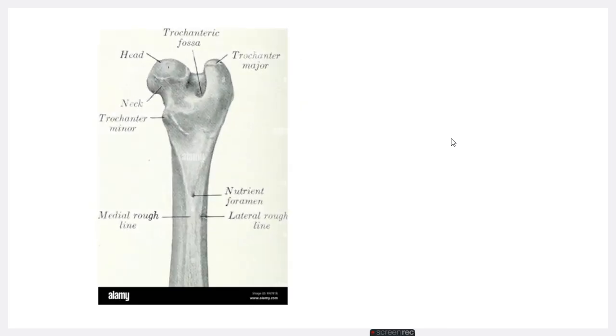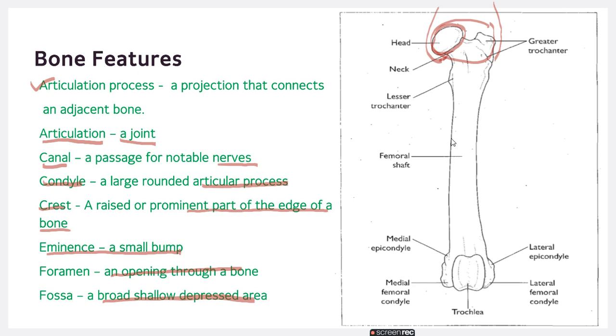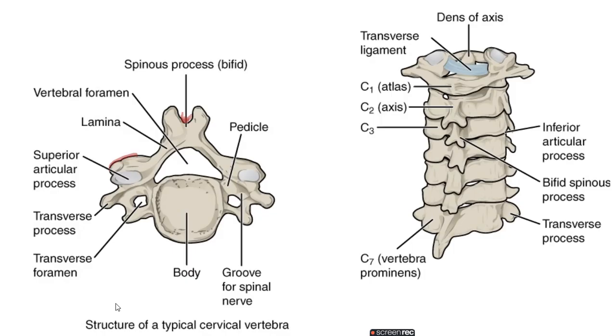Or another one you can see over here, a large, prominent part of the edge of a bone. And the eminence, a small bump in the bone, and the foramen and the fossa. Foramen is a large opening through a bone, and the fossa is a shallow depressed area. For example, you can see over here, this is the vertebral foramen, because this is the hole in the vertebral column, vertebral bones, right? And then we have these fossas, because these are certain depressions in the bones.